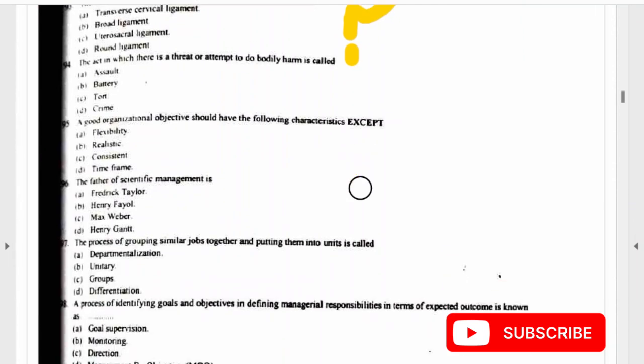So the next question, the act of which there is a threat or attempt to do bodily harm is called what? It's an assault. Let's just go to the next one.